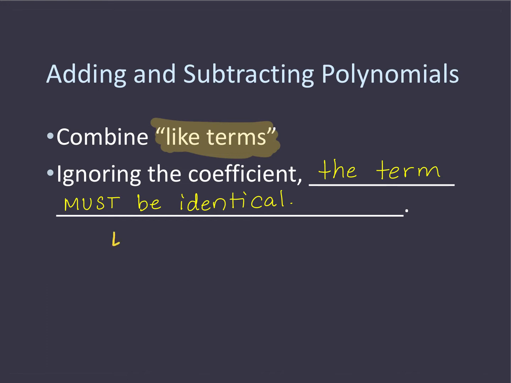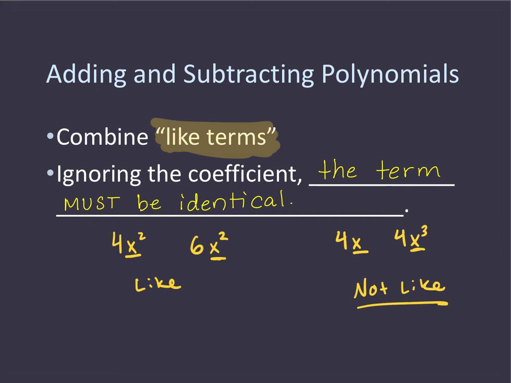If I had 4x squared and 6x squared, we ignore the coefficient, the rest of it has to be the same. So that x squared and x squared would make these like terms. If I had 4x and 4x to the third power, because the variable parts are different, these are not like terms. So we can add like terms, we cannot add terms that are not like.